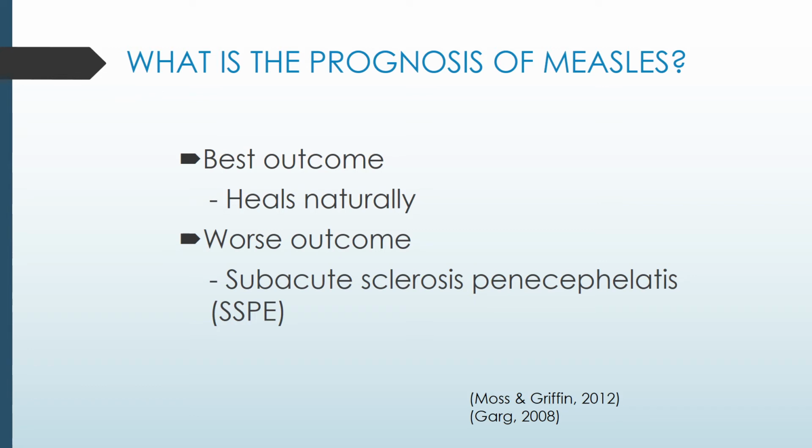SSPE is a progressive neurodegenerative disorder of the central nervous system which is caused by persistent infection of the measles virus. SSPE presents with seizures and could lead to death within 5 to 15 years of measles infection, and children infected with measles are 30 times more likely to contract SSPE.